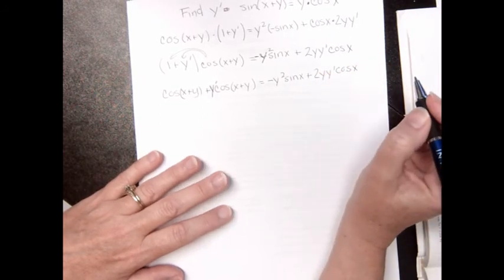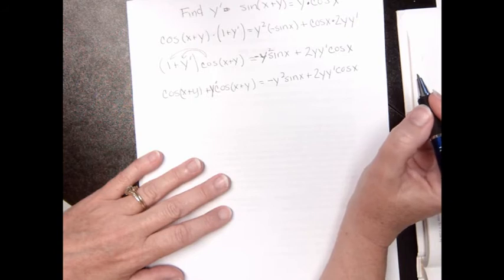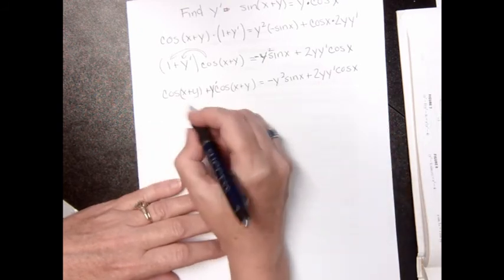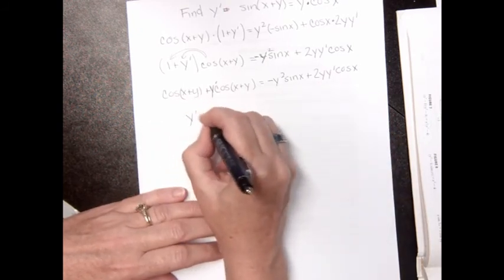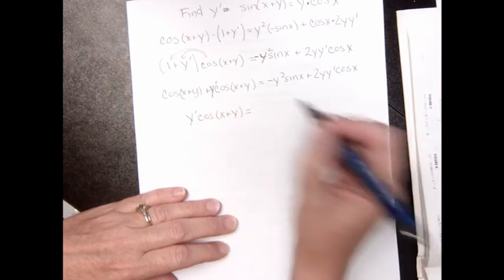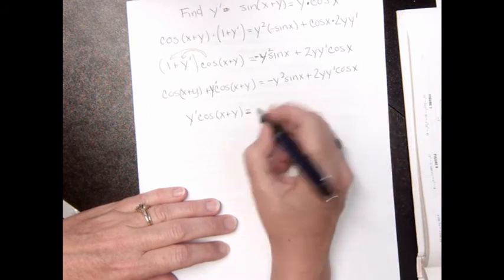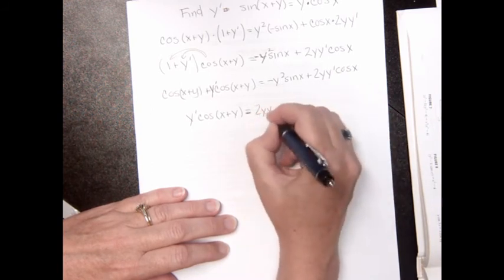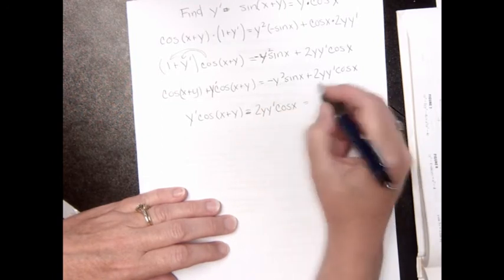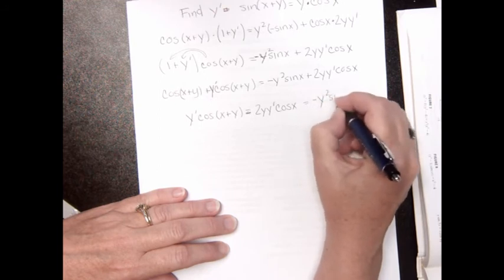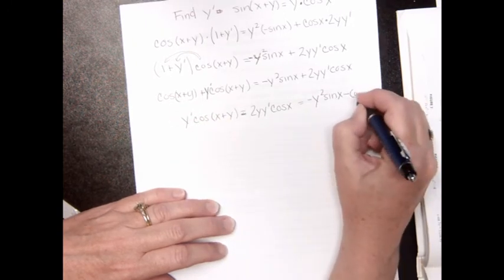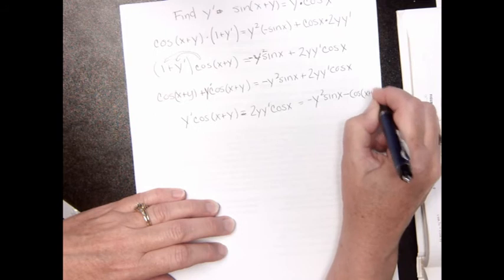Now I want to get my y primes on one side and my other terms on the other side. So I'm going to move my y prime over here. And I have y prime cosine of x plus y equals, oh, I'm sorry, got to move this over, minus 2y, y prime cosine of x now equals, I have negative y squared sine of x, and I'm going to move this over. So minus cosine x plus y. Whew, getting a little crowded over here.